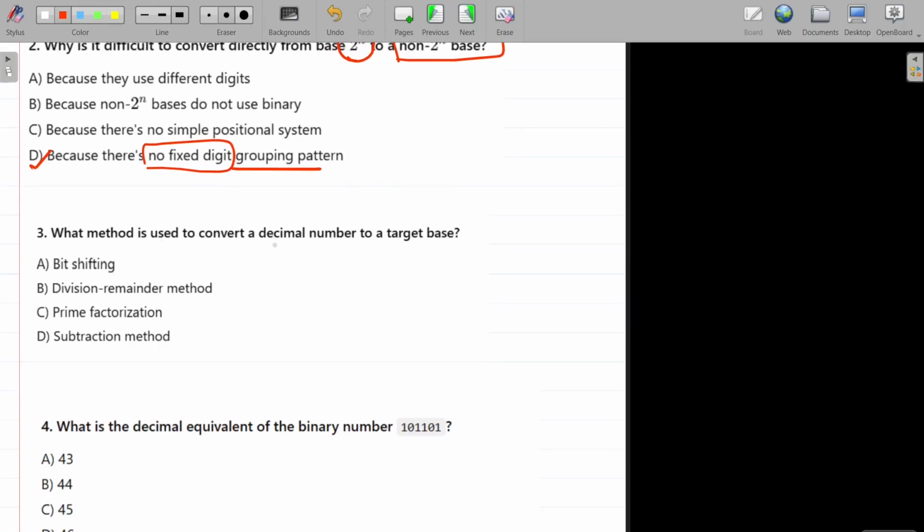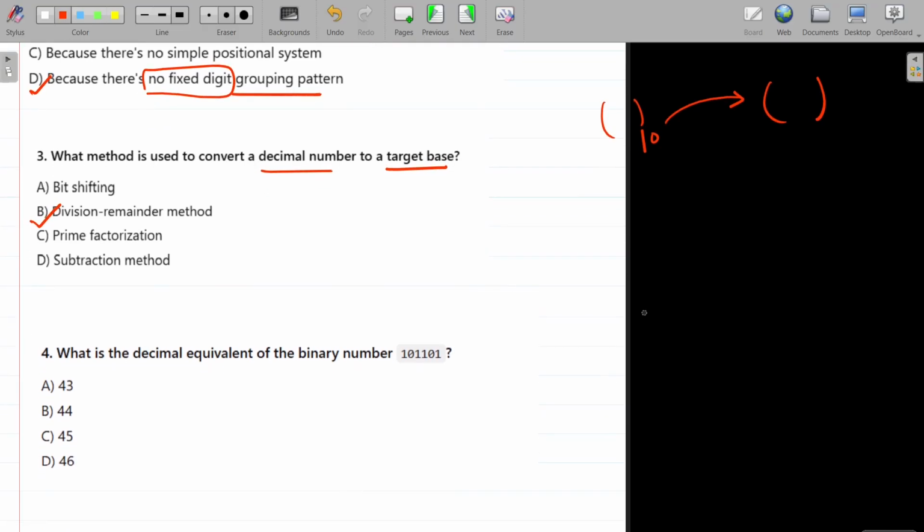What method is used to convert a decimal number to a target base? I have discussed already. If you have to go from base 10 to any other system, we have to follow the division and remainder method. So the answer should be the division and remainder method.